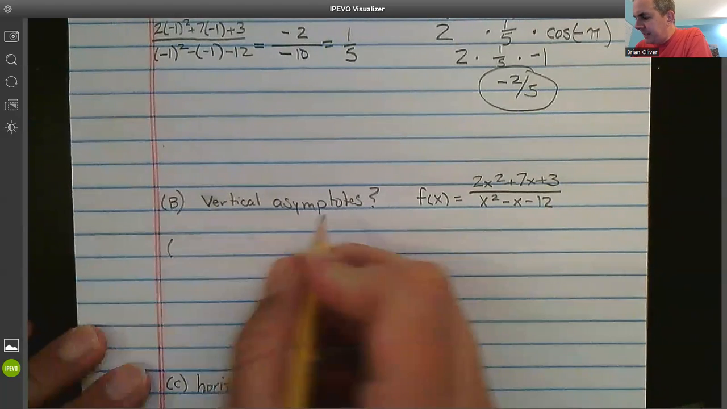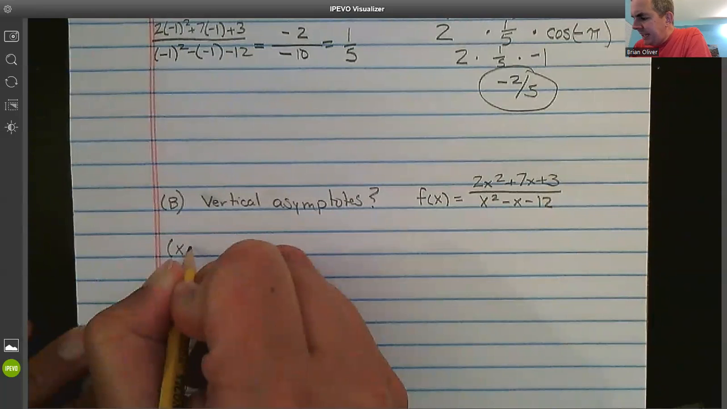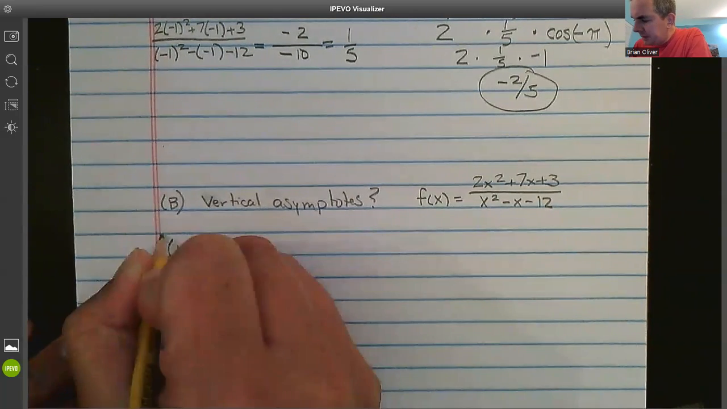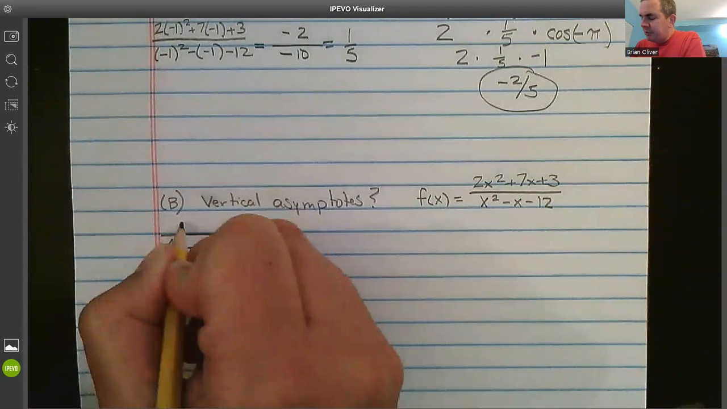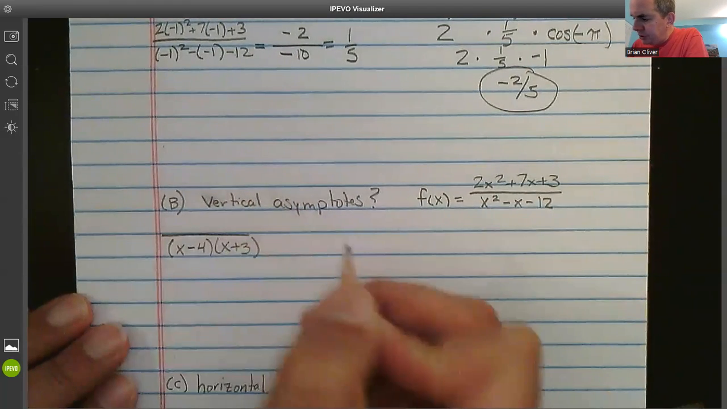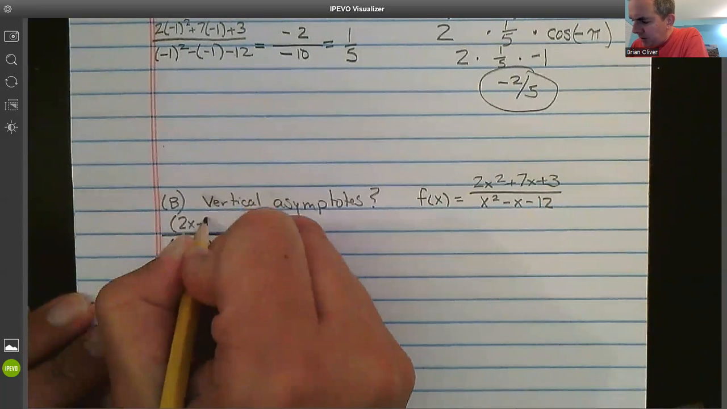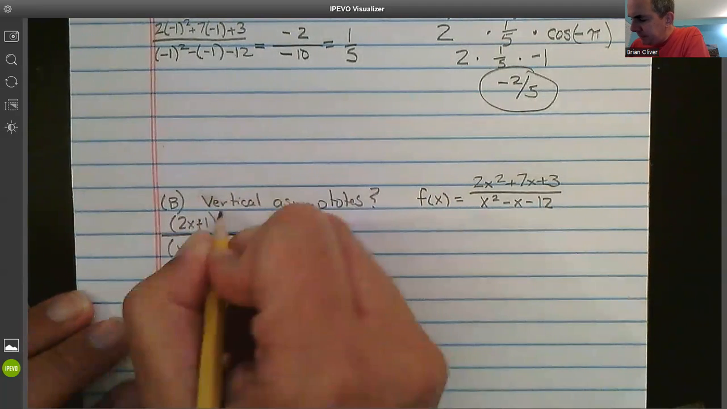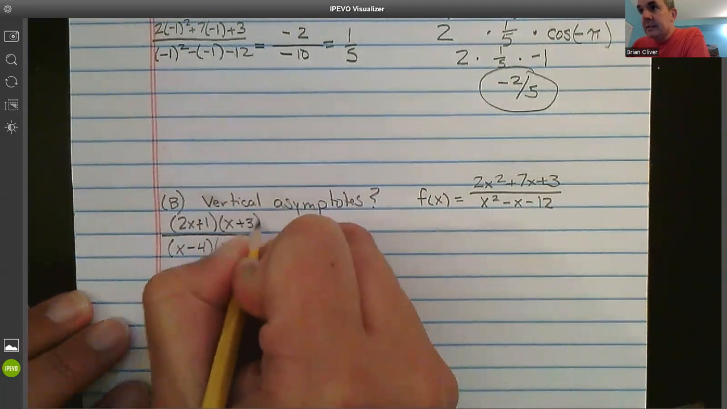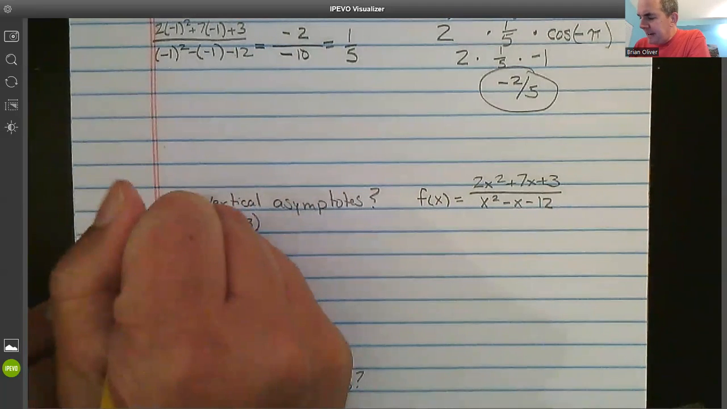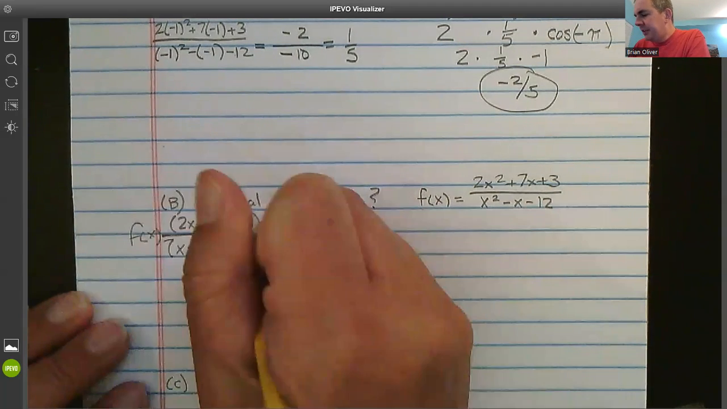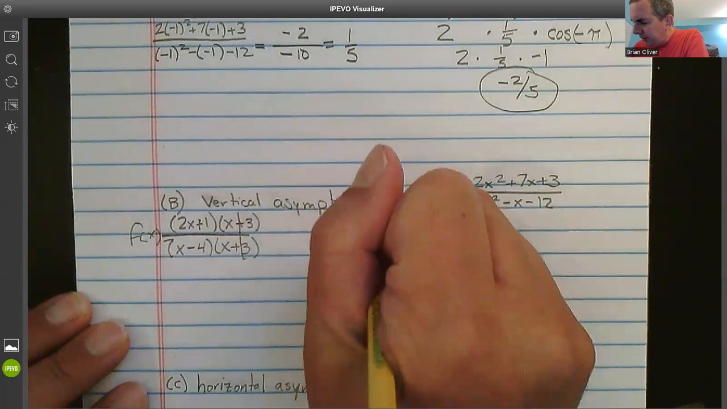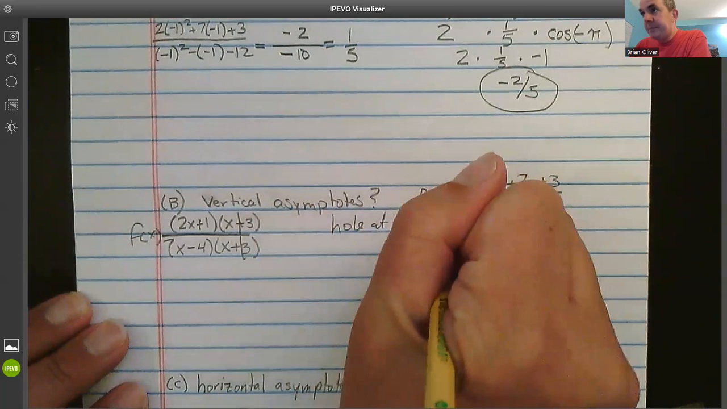Most of you were able to factor the numerator and the denominator, and you got x minus 4 times x plus 3 in the denominator. You got, sorry, 2x plus 1 times x plus 3 in the numerator. So this is our factored form of f of x. And you notice the x plus 3's cancel out. What that tells me is there is a hole at x equals -3.